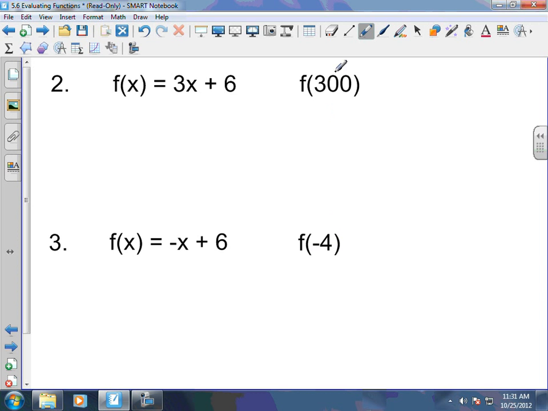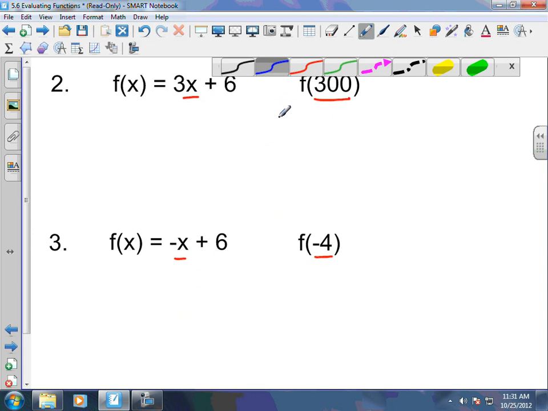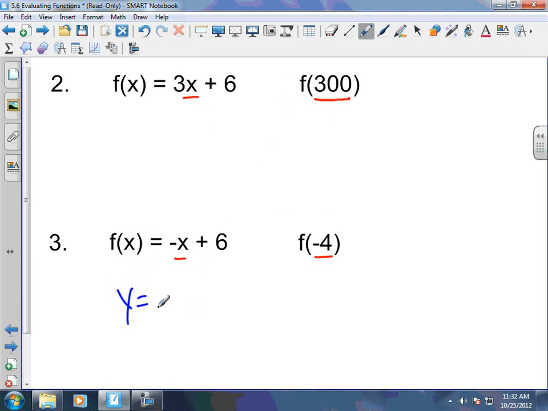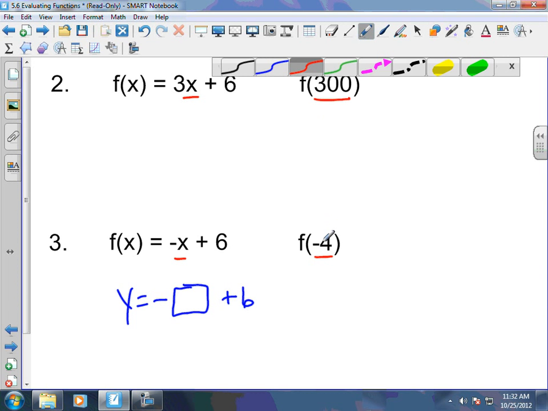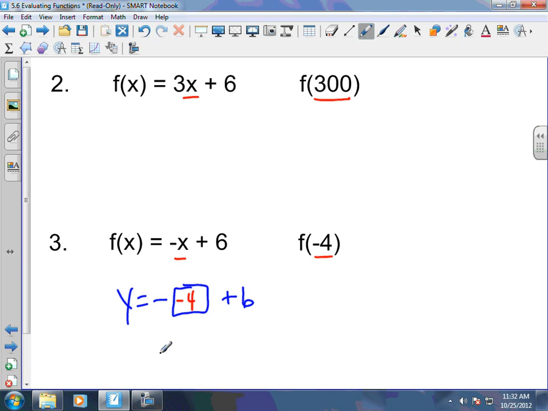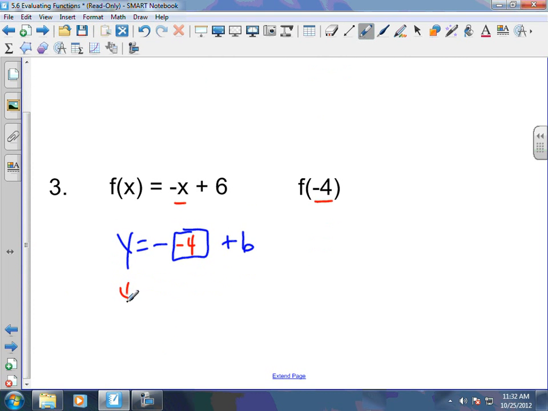So all you're going to do now is substitute negative 4 for x. I would recommend that you do this. I would go ahead and replace f of x with y. It's what you're used to seeing. Y equals minus. Now, instead of putting the number right here, do me a favor and put a box, and then put plus 6. Now, what number goes in the box? Negative 4. So, y equals 4 plus 6.